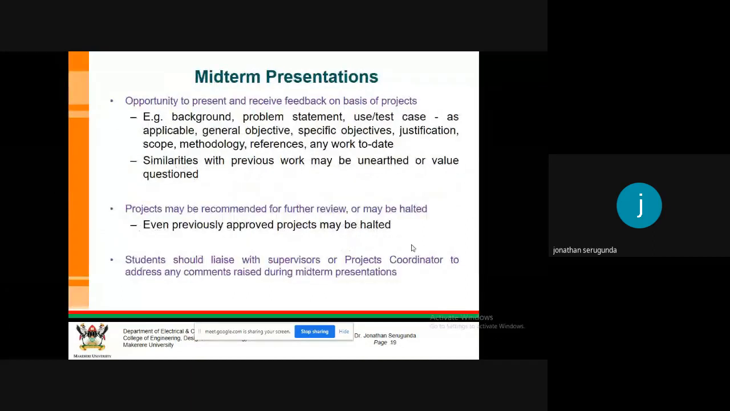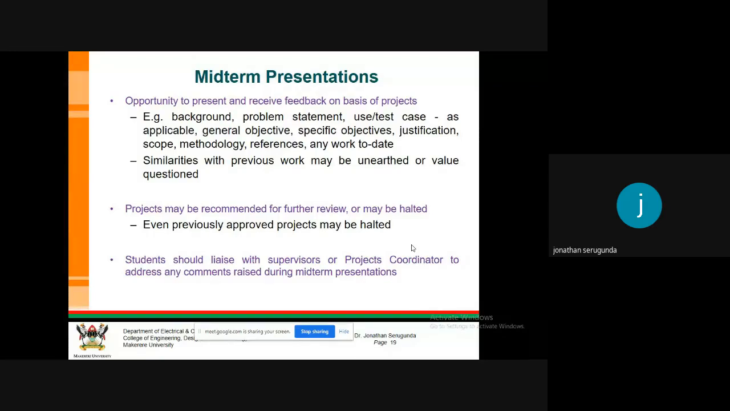Yeah, midterm presentations give you an opportunity to get feedback from other people, because it's a shame where you spend 6 months doing something, and then you go to a panel and someone is rubbishing your work. Trust me, it's not a good feeling. We've seen people cry because it's at that point you realize you're not even going to graduate.